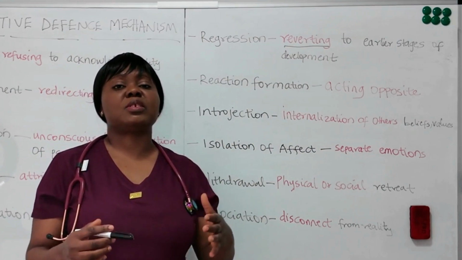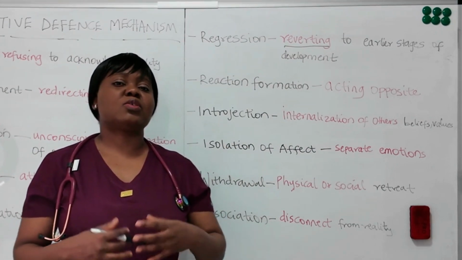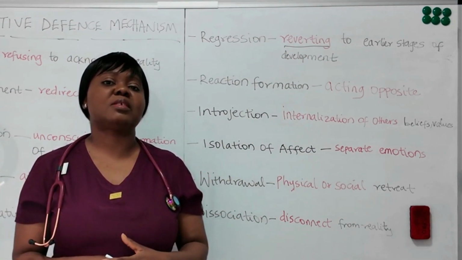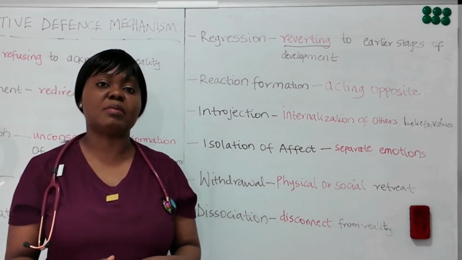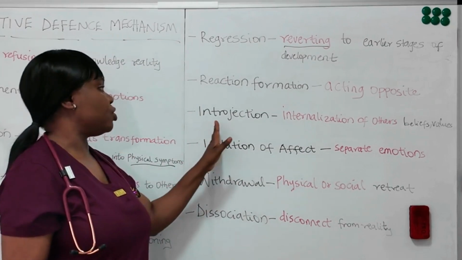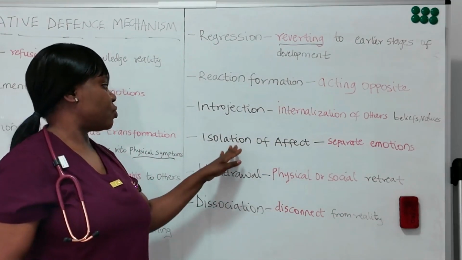An example would be somebody that just lost a loved one. Because of the love they have for that person, they now begin to put on their clothes, begin to talk like them, begin to dress like them, begin to speak like them. That is introjection. The next one is isolation of affect.